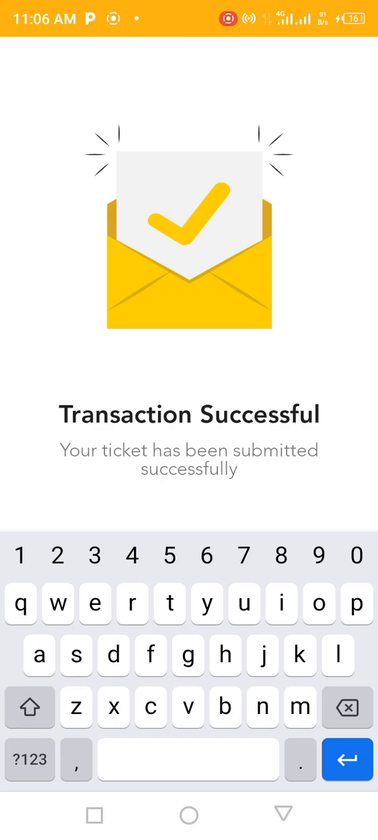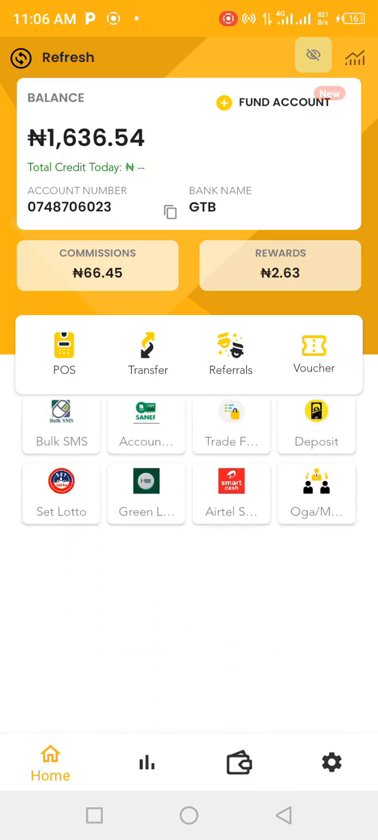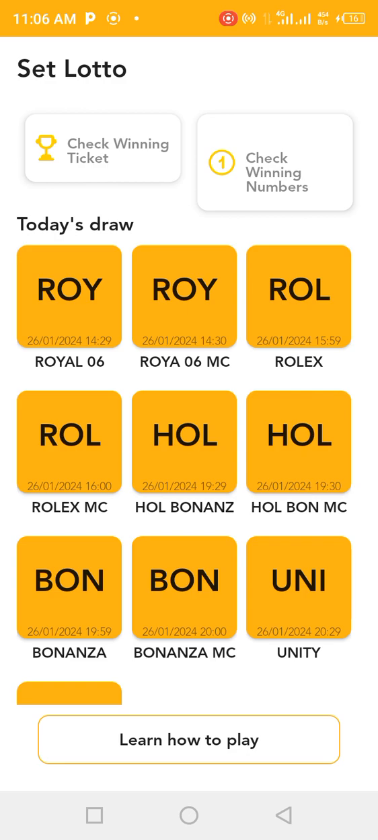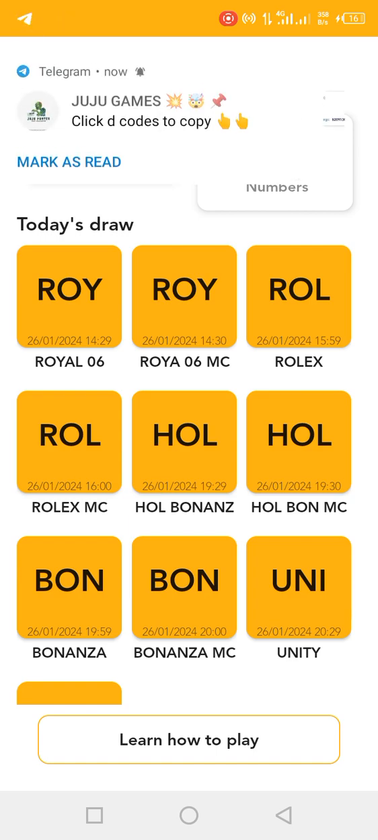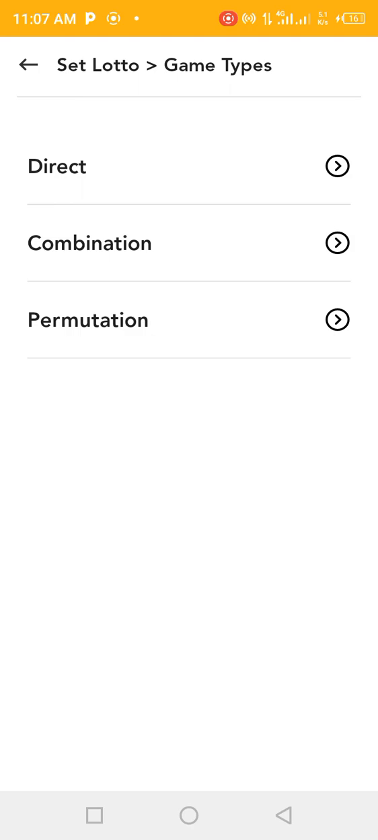Let's go again to combination. Now that it is successful, go again to combination. Still on Set Lotto. Okay. Now, supposing this time, let us drop Royal. Supposing I'm taking Rolex. Now, on Rolex, I'm staking Rolex. Now, I want to play combination.